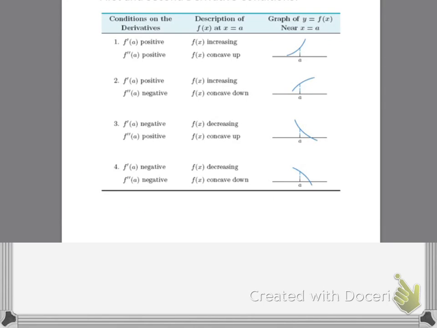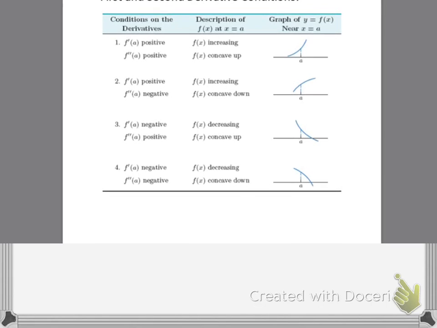Okay, this is a very helpful diagram that I took directly from your textbook. They talk about the conditions on the derivatives, speaking about first derivative and second derivative, and they're evaluating both derivatives where x equals a. So if your first derivative is positive, your function is increasing, and your slope, so I think I'll make a little slope category right here.